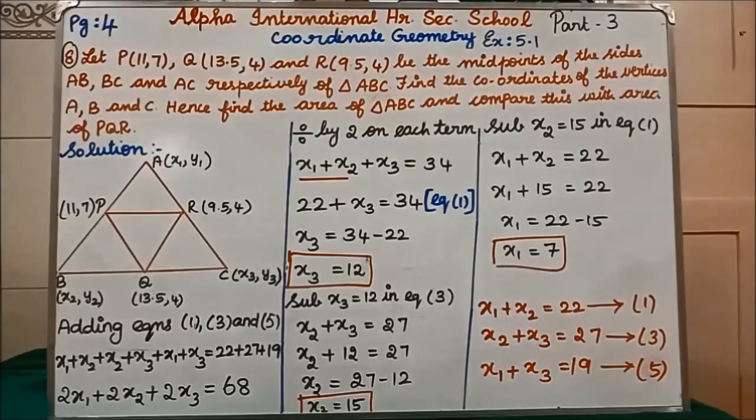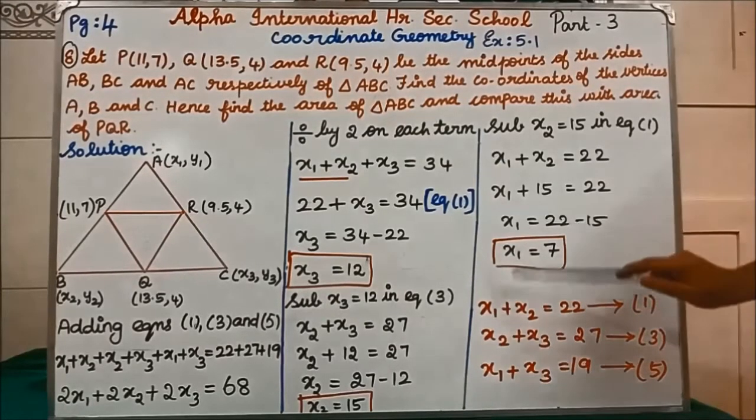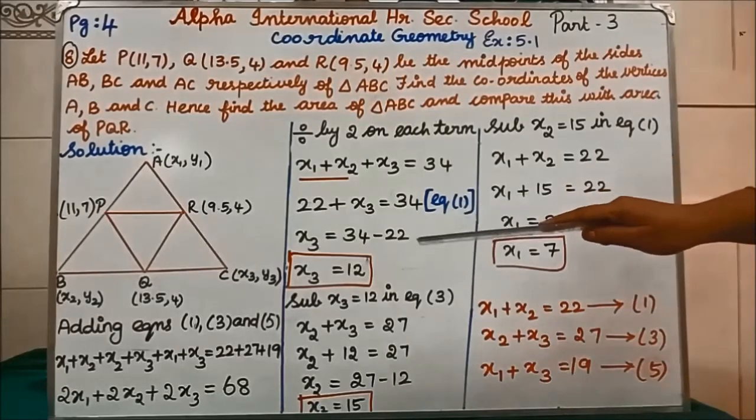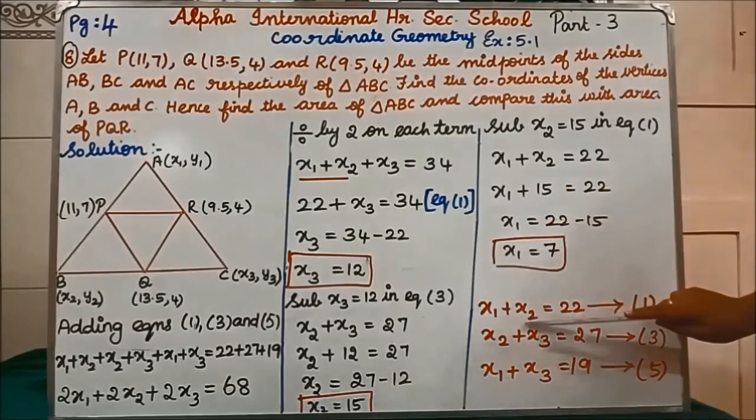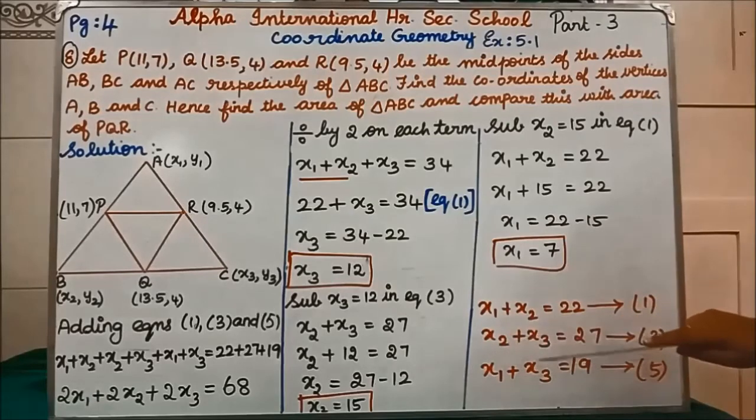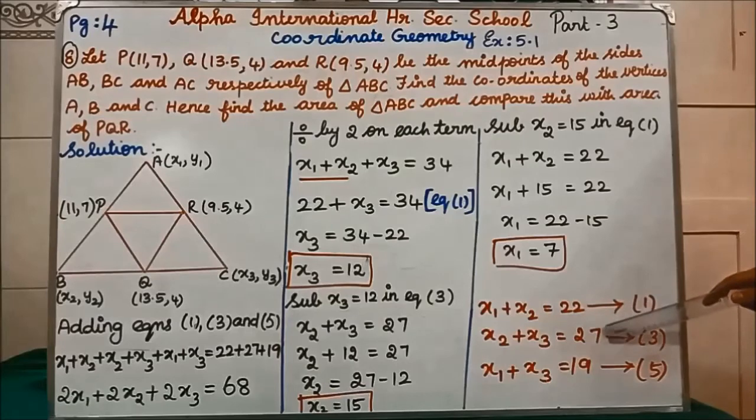Isn't it? So to find x1, x2, x3 values, I am going to add equations 1, 3 and 5. See, I have added. How we are going to add is, we add all the LHS on one side: x1 plus x2 plus x2 plus x3 plus x1 plus x3 is equal to 22 plus 27 plus 19. Okay, LHS separately we are going to add, equal to RHS separately we are going to add. That only I have written.